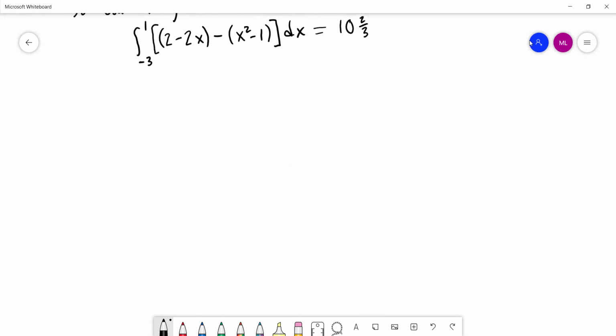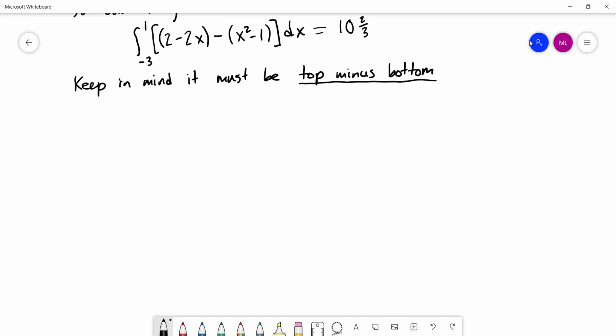One other point that I really want to reinforce, and then I'll come back to maybe one or two other little ideas, is the following. So we really need to keep in mind that it must be top minus the bottom. So we need to know which one is on top and which one is on the bottom.